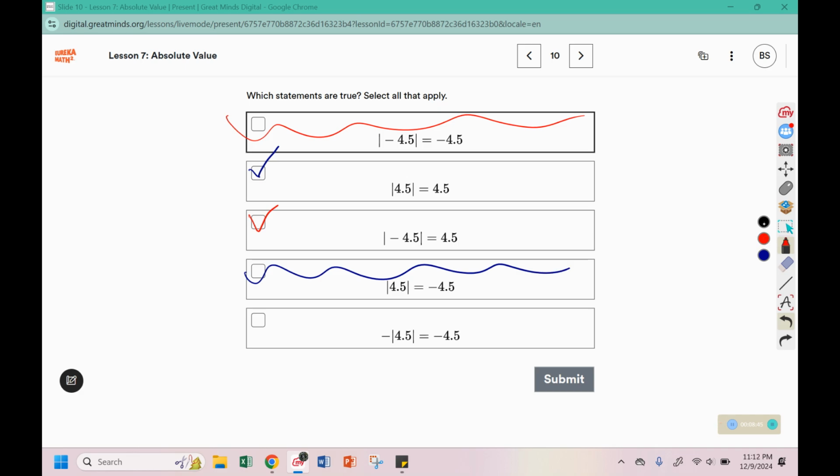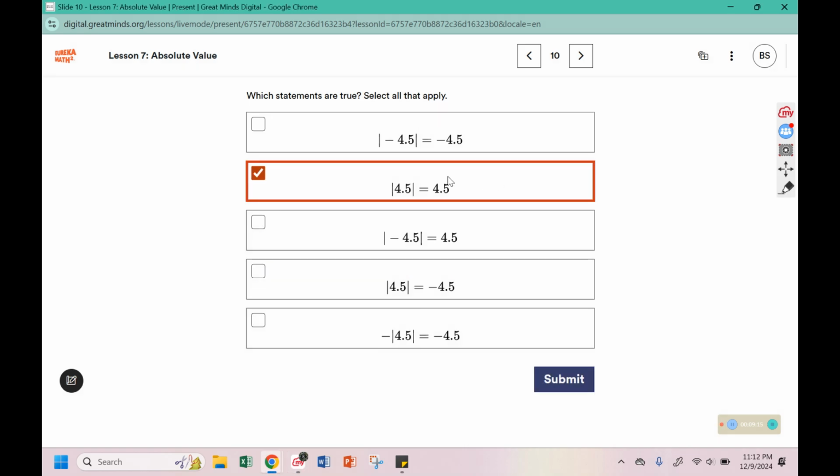Here this one says, find the absolute value of 4.5, which we did here, and it comes out to 4.5. But then take the opposite of that. And the opposite of that is negative 4.5. So we're also going to check this one. And the reason this one is okay to come out to a negative number is because that negative is on the outside of those absolute value bars. So we have 3 that are correct. 1, 2, 3.